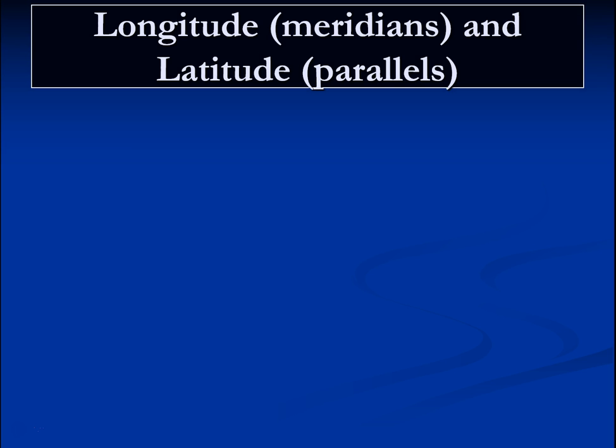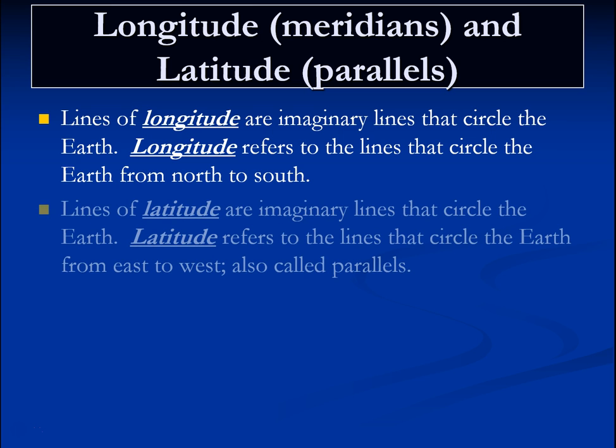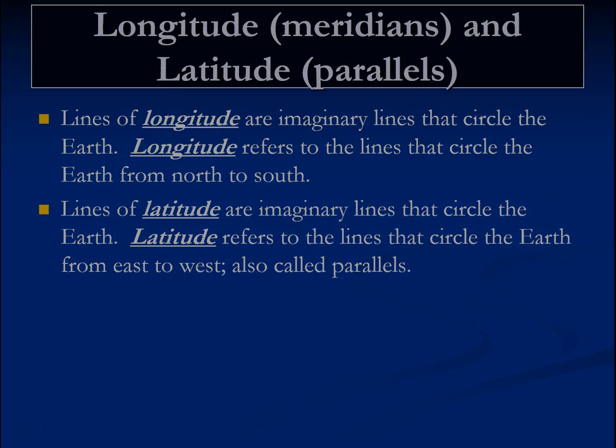Longitude and latitude lines. Longitude lines are also called meridians, and latitude lines are also called parallels. Lines of longitude are imaginary lines that circle the Earth. Longitude refers to the lines that circle the Earth from north to south, and lines of latitude are imaginary lines that circle the Earth also, but they refer to the lines that circle the Earth from east to west. They're also called parallels. Longitude lines are also called meridians.